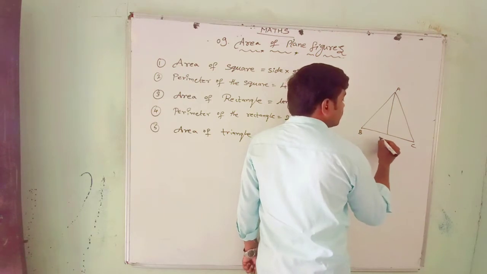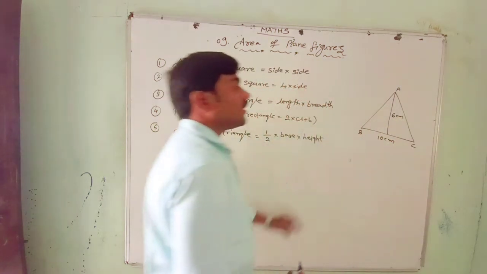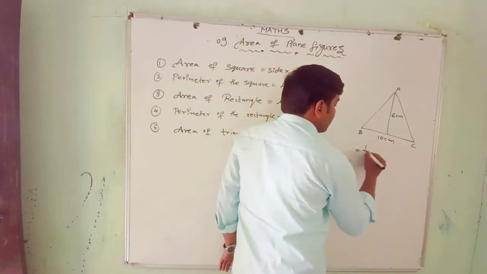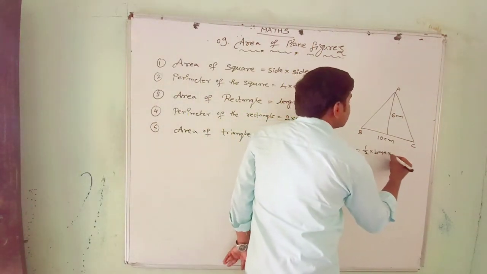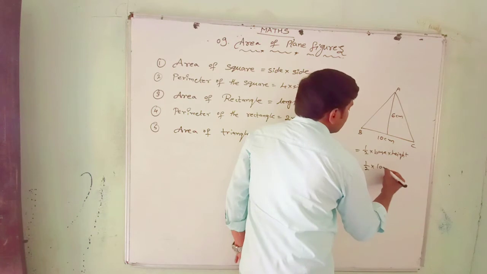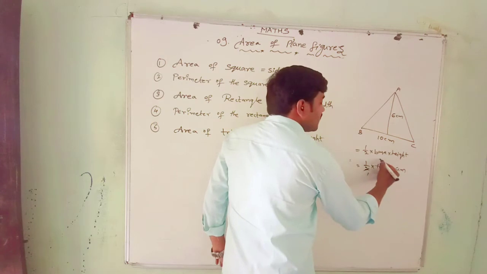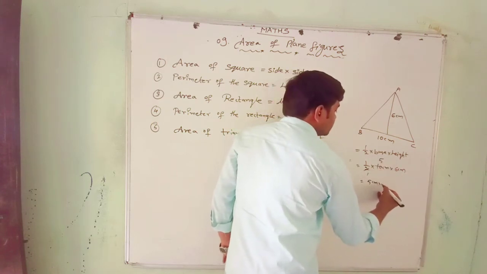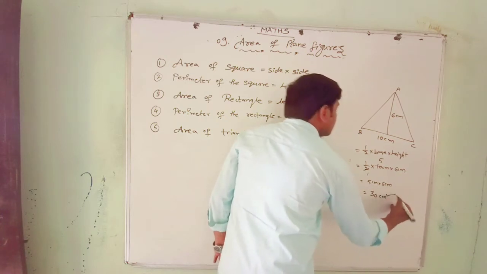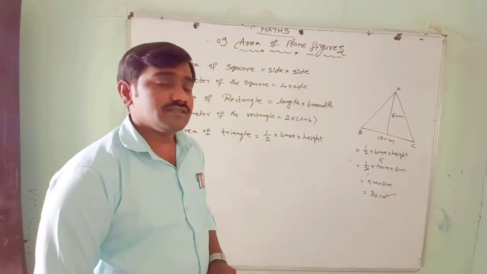Suppose the base is 10 centimeter and height is 6 centimeter. Let us find out the area of that triangle now. How can we find out the area of this triangle? By using the formula 1 by 2 into base into height. That is 1 by 2 into base 10 centimeter into height 6 centimeter. Now we can cancel: 2 ones are 2, 5 twos are 10, so 5 centimeter into 6 centimeter. That is 5 sixes are 30 centimeter square. Now the area of the triangle is 30 centimeter square.